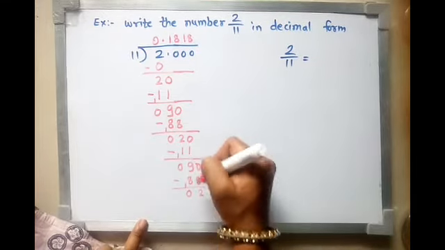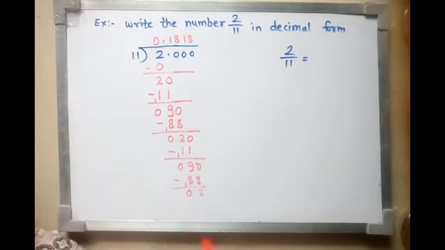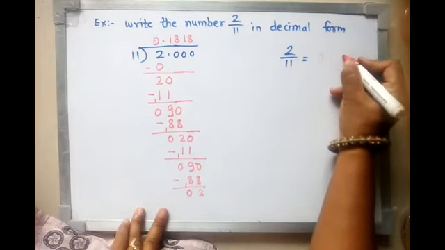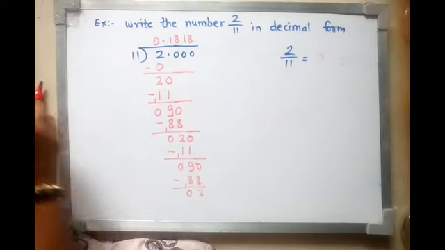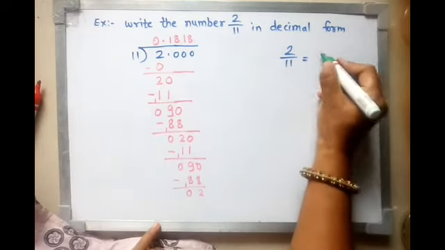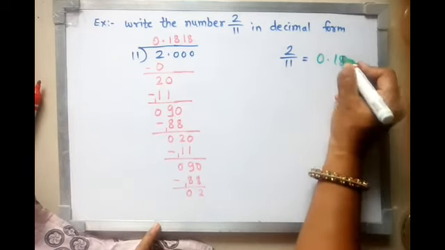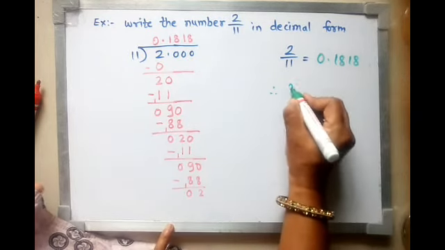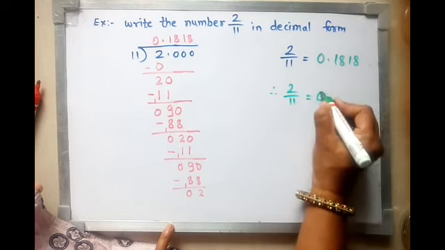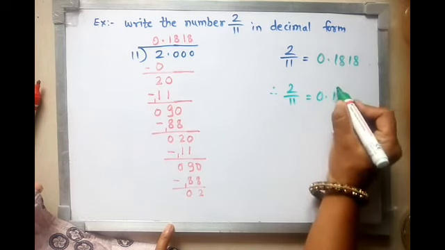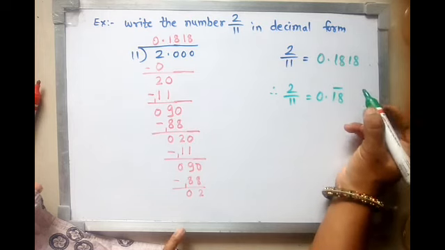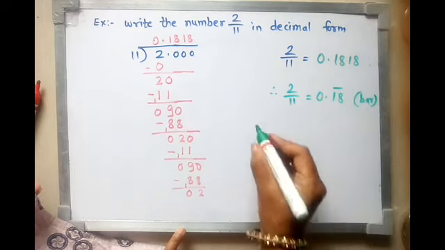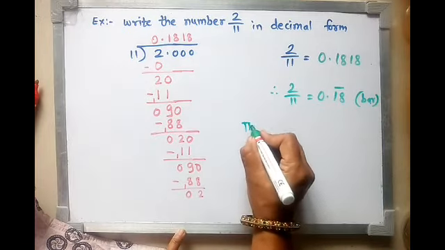The remainders 9 and 2 come again and again. So I stop division and the answer is 0.1818. The digits 18 are repeating again and again. 2 upon 11 is equal to 0.18 with a bar. If a group of digits occurs repeatedly, we show it with a horizontal line above the digits.